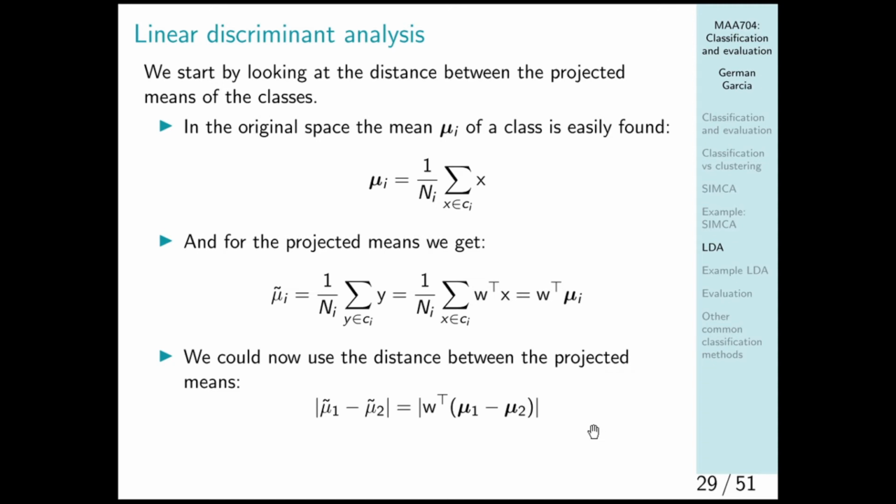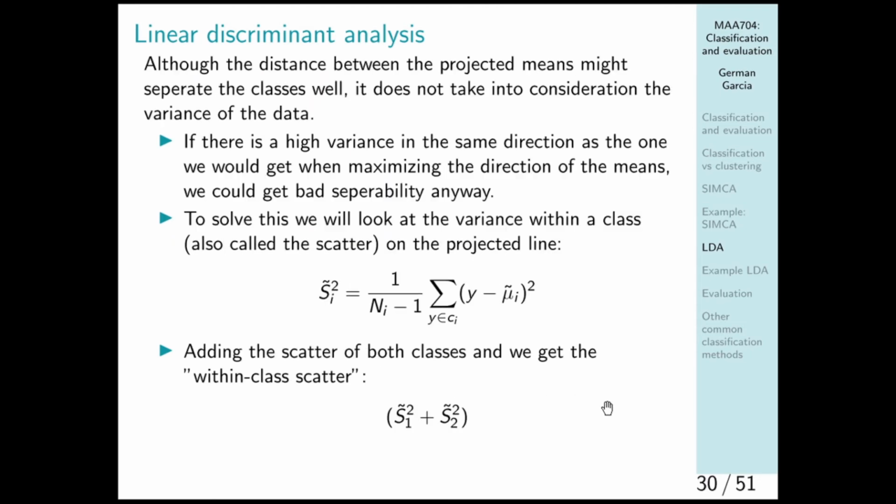Of course, there is a small problem here in that we don't know what vector W is, right? Right. So let's see. Although the distance between the projected means might separate the classes well, it does not take into consideration the variance of the data. Now this is a problem. If there's a high variance in the same direction as the one we would get when maximizing the distance between the means, we could get bad separability. So in this case, all our classes would be kind of clustered.